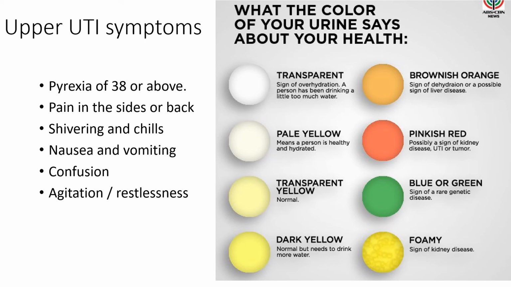And if you look at what the colour of your urine says about your health, I suppose that when we get up in the morning, our urine is probably a bit dark yellow, and if you don't drink enough it can be dark yellow, but there are some things that can indicate something might be wrong with you. Okay.